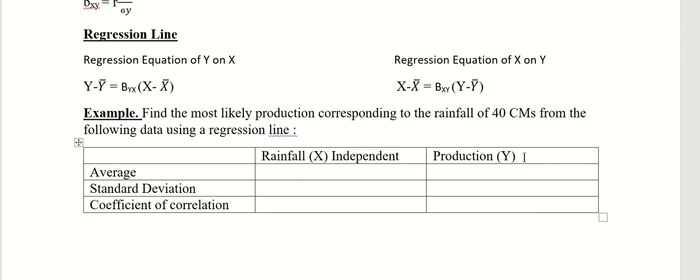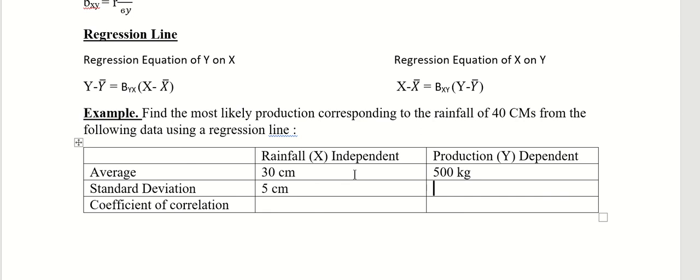And production is your dependent variable, right? So average rainfall is 30 centimeter. When rainfall is 30 centimeter, production is 500 kg. And the deviation here is 5 centimeter. So deviation basically tells you that this 30 centimeter, which is the average one, can go maybe to 25 or up to 35. 25 and 35, this is the variation, okay?